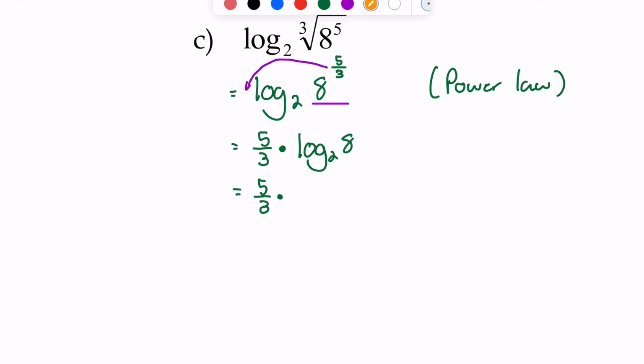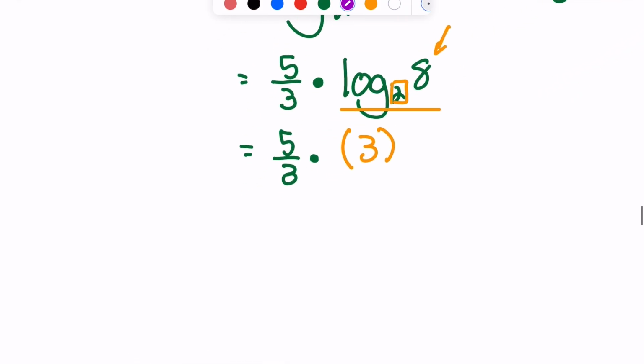Well, what does log to base 2 of 8 evaluate to? When you're evaluating a log, you look at the base and ask yourself, what do I need to put that base to the power of to get what's on the inside? So that simplifies to 3. Then you have 5/3 multiplying 3, so these 3's cancel and you're just left with 5.